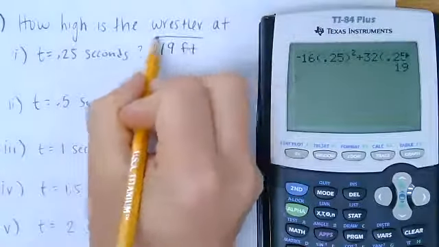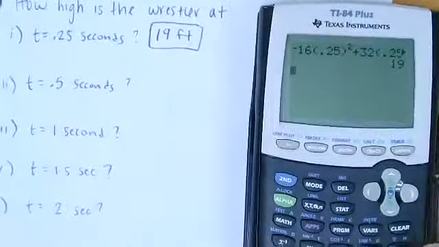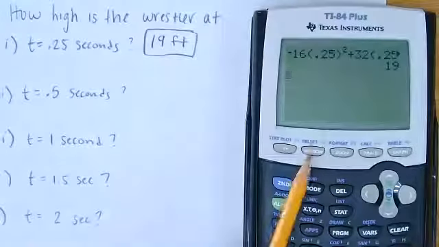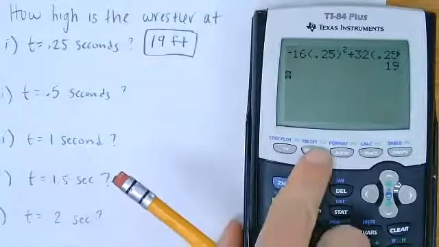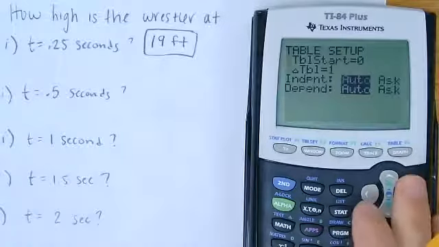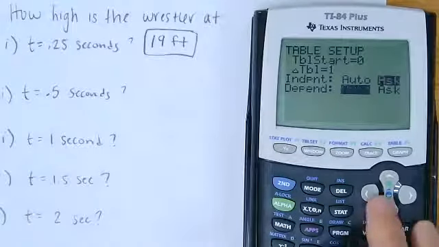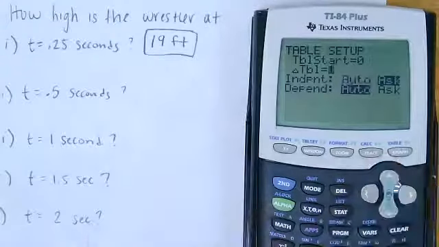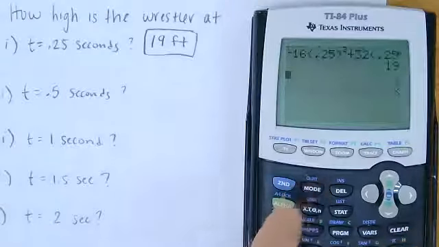So my recommendation is to do the following. You're going to go into your table set settings. See right there in blue, it says table set. You're going to press second, then table set. And I want you to change the independent variable to ask. That means make your X value whatever you want it to be. So I'm going to click enter there. When you scroll that, you should have ask highlighted. Go ahead and quit out of that by doing the blue and then the quit.